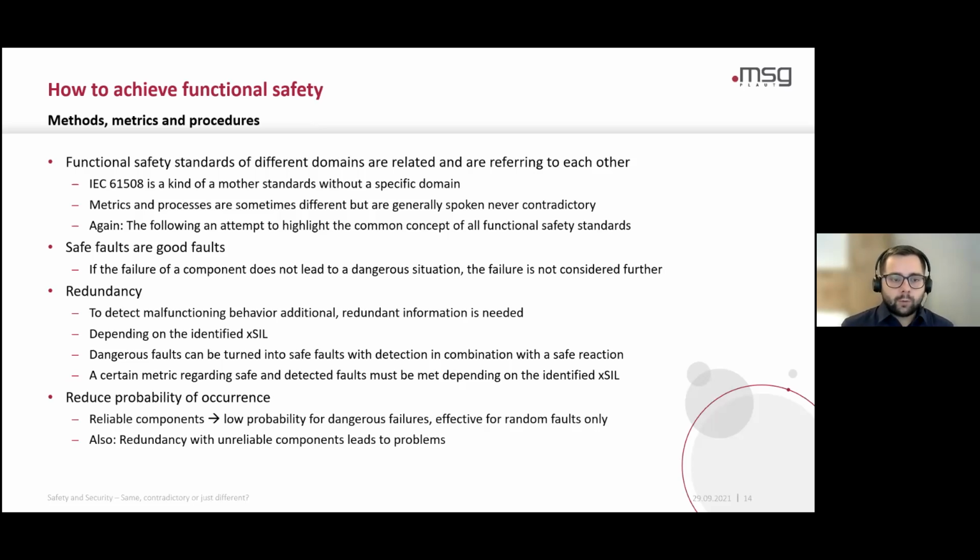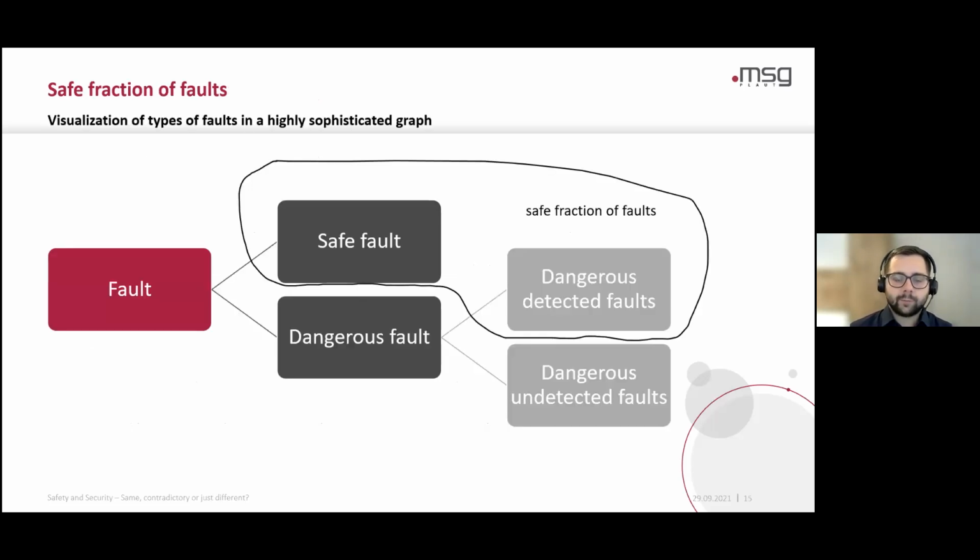A common concept in overall safety standards in all domains is that we have a certain metric that tells us how many safe and detected faults we must have in order to meet the requirements of a certain SIL. I have visualized that in this very sophisticated graph. So we have a fault, and we can separate them into safe faults and dangerous faults. Dangerous faults can further be separated into detected faults, so we have dangerous detected faults and dangerous undetected faults. There is always a metric that says that there must be a fraction of these faults that is at least safe or detected. Then we calculate the share of dangerous detected and safe faults in comparison to all potential faults.